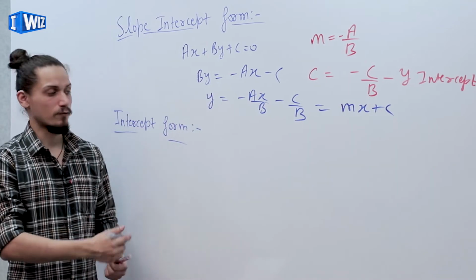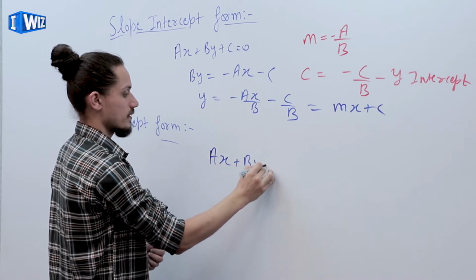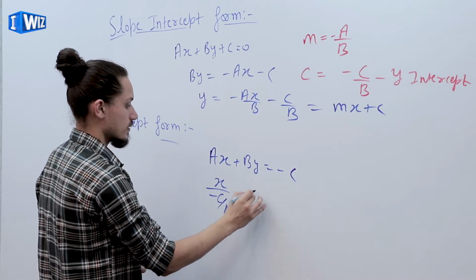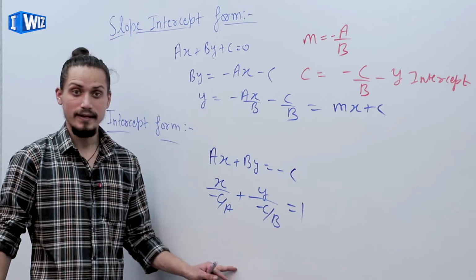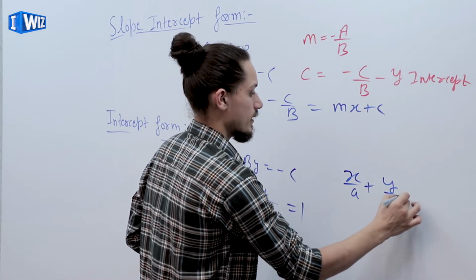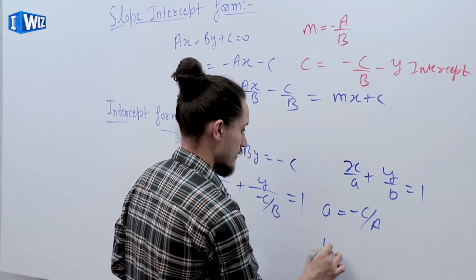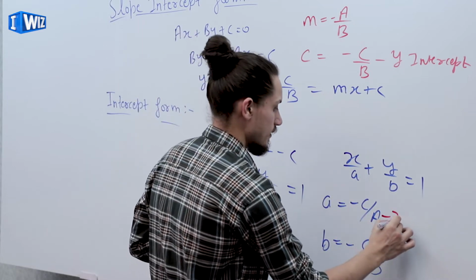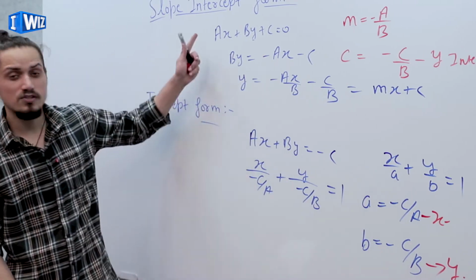Okay, next is intercept form. The general equation of line can also be written as ax plus by is equal to minus c, or x upon minus c upon a plus y upon minus c upon b is equal to 1. Now comparing it with the intercept form, that is x upon a plus y upon b is equal to 1, we get a is equal to minus c upon a and b is equal to minus c upon b. Now this a gives us x-intercept and this gives us y-intercept. So this is intercept form, this is slope intercept form.